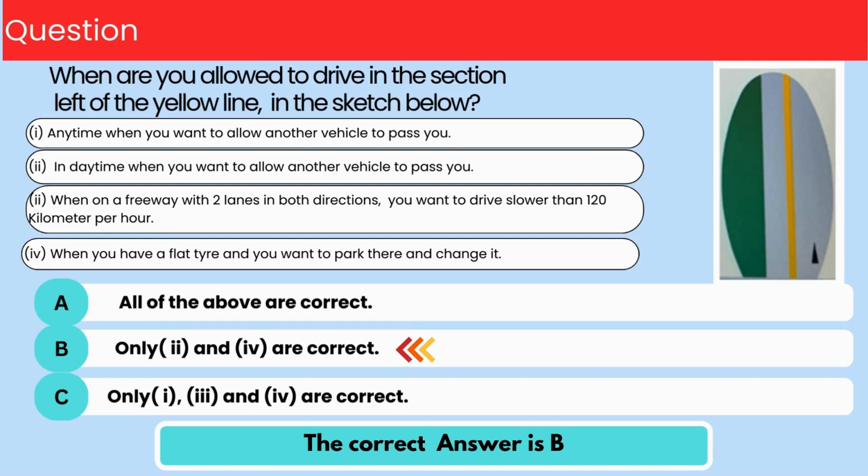Additionally, driving slower than 120 km per hour on a freeway is not a valid reason to move left of the yellow line. It should only be done for overtaking or in emergencies.